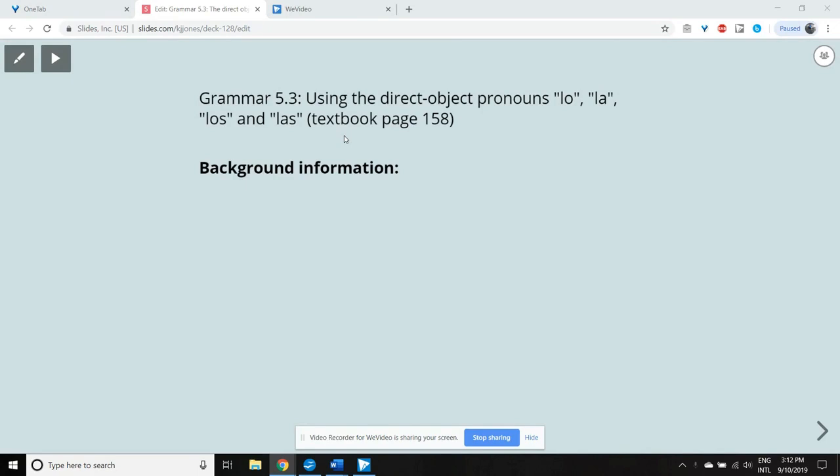It covers Grammar 5.3 from Capítulo 5, in which we're going to be using the direct object pronouns lo, la, los, and las. And you're going to be learning about word order. You're going to want to be on textbook page 158 for this. All right, we're going to start with some background information.